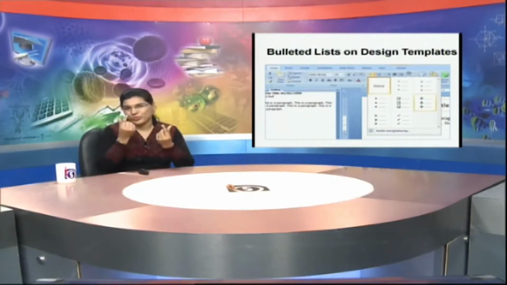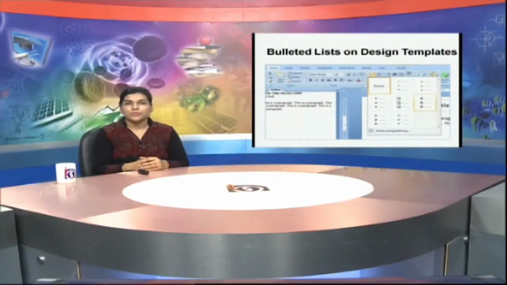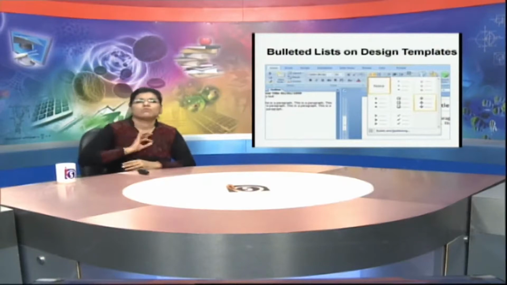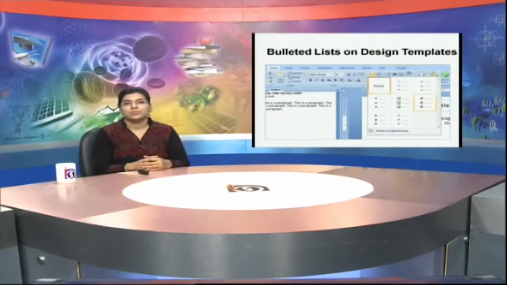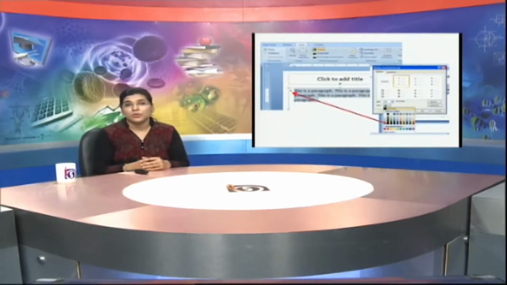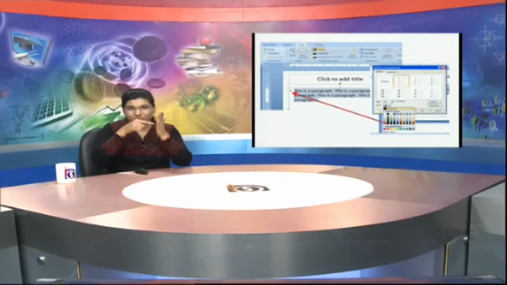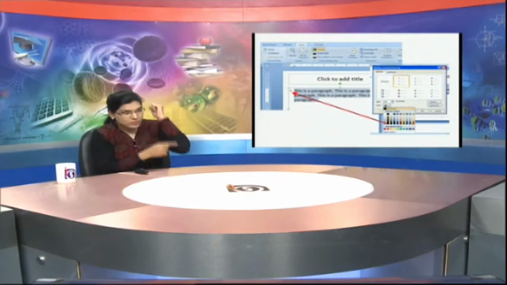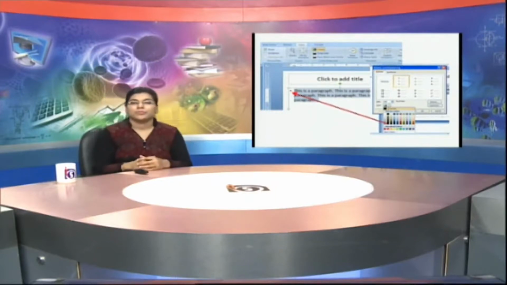bulleted lists on design templates. So what are they? When you want to, as given in the slide here, when you want to give bullets to your content, divide it in different points, you can always select the bullet you want, click on it, and then you can keep on writing your bullet points. You can also change the color of the bullets and their size.